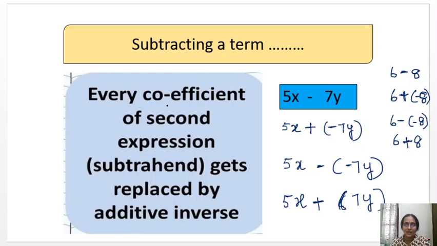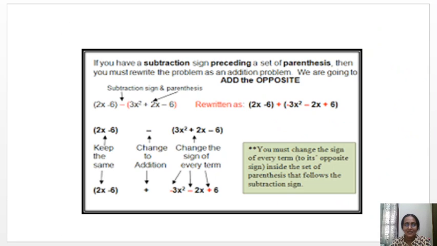Now, how to subtract a term? Every coefficient of the second expression, the expression to be subtracted, the proper word is subtrahend, gets replaced by its additive inverse. This is the rule to subtract the terms. Subtraction in algebraic expressions is very important.